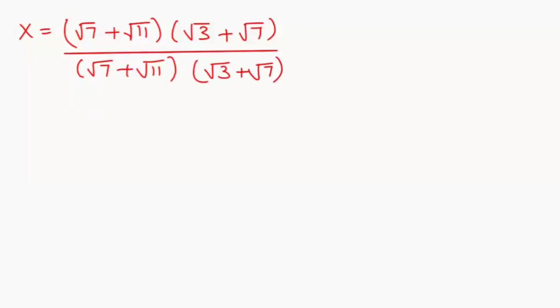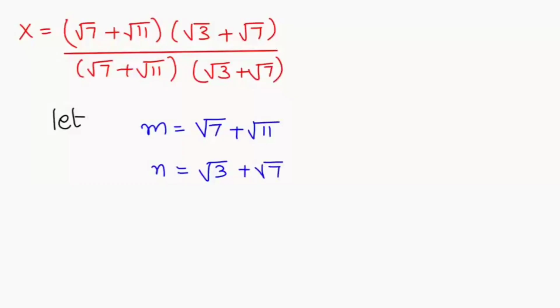So here I am going to let m equal root of 7 plus root of 11. In replacement of root of 3 plus root of 7, I am going to consider n equals root of 3 plus root of 7. Now next I am going to plug in this m and n in replacement of this expression. We will get x equals m times n over m plus n.